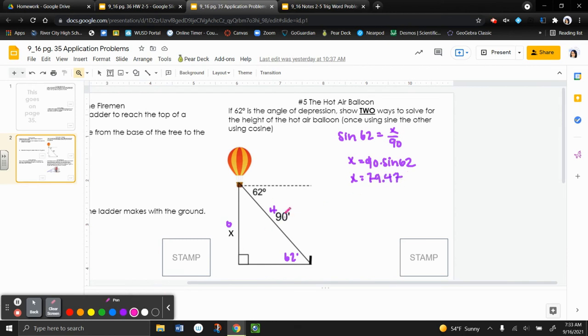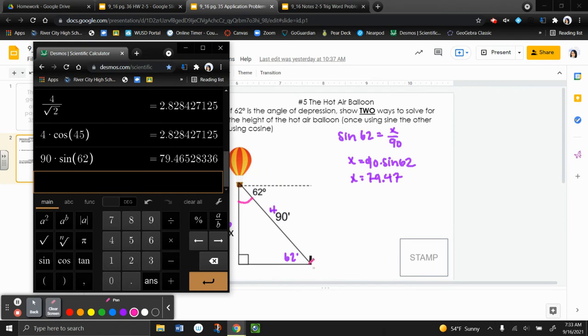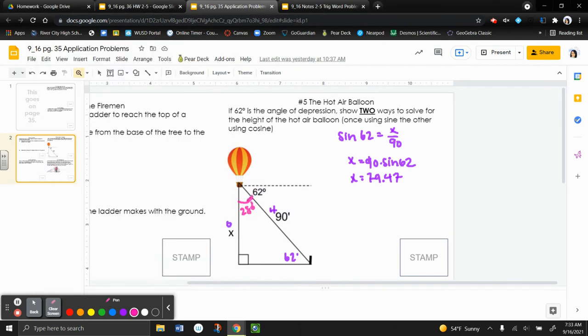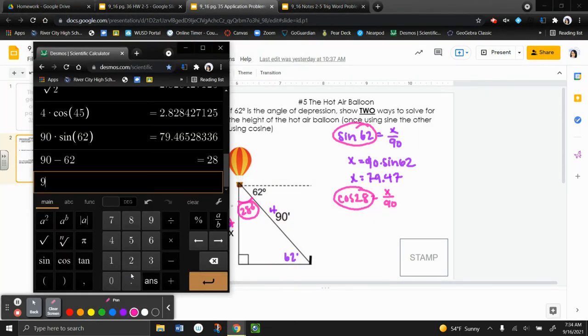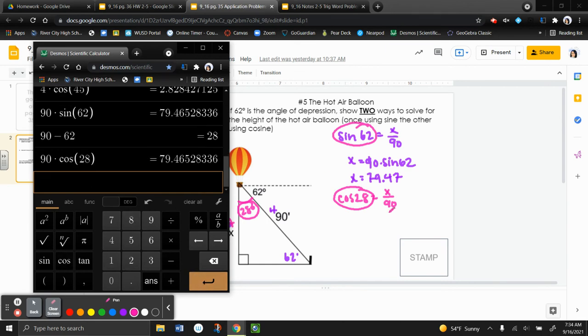But the second way we can do it is we can solve for this angle. And we know that the sine of one angle is equal to the cosine of its complement. Well, we know that these two angles are complementary. So I could just do 90 minus 62, 28. This angle right here is 28 degrees. And now using this angle as my reference angle, this is my adjacent side, this is my hypotenuse, I could do cosine. Right, because we know that sine of 62 is equal to cosine of 28. So 90 times, just to confirm, cosine 28, we get the same thing, 79.46.